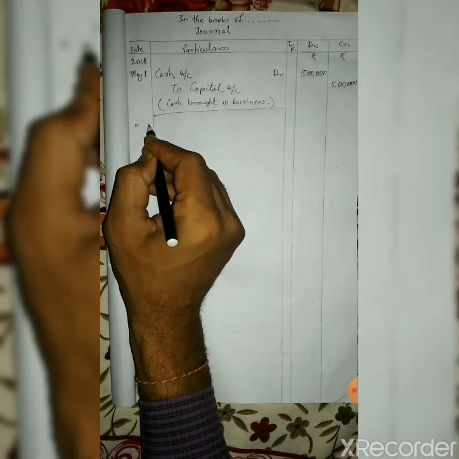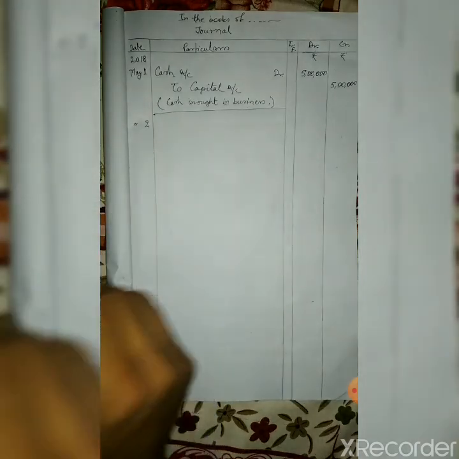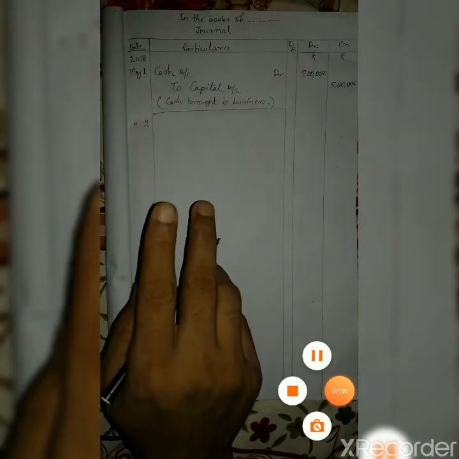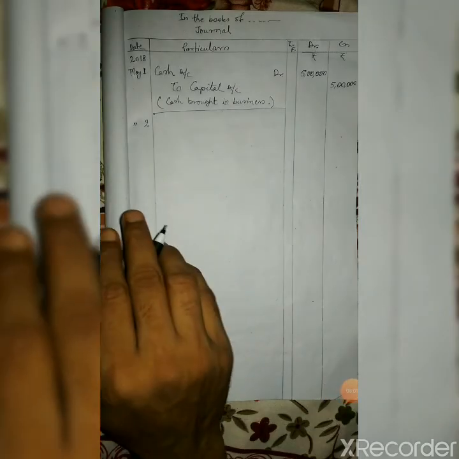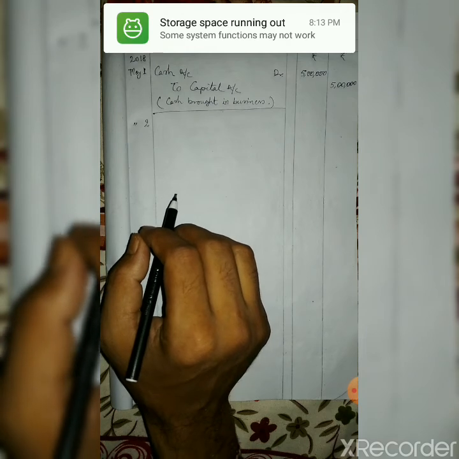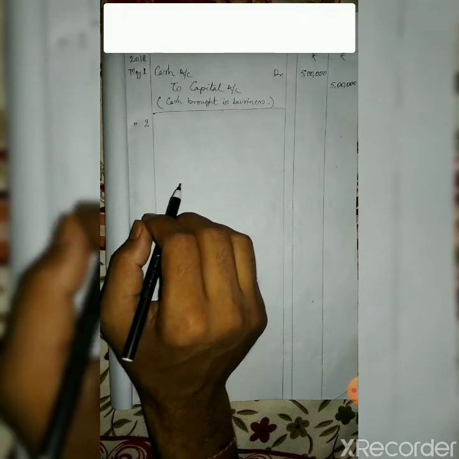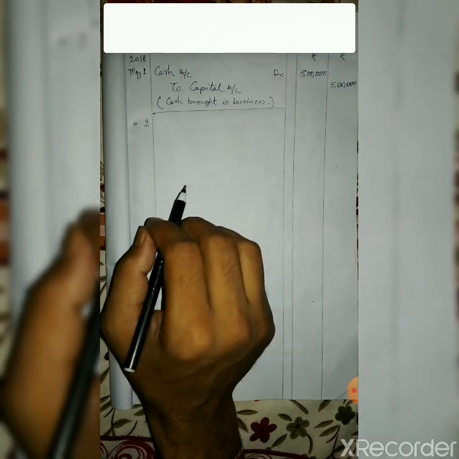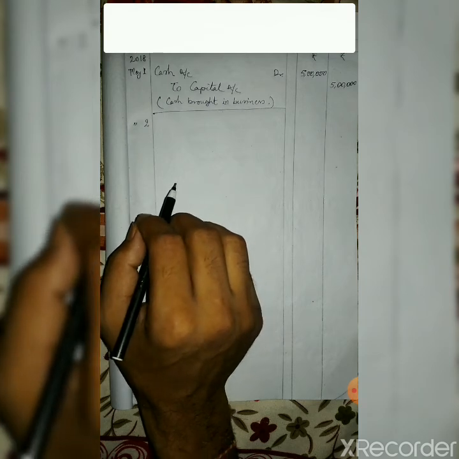Now on May 2nd, goods were purchased from Mohan for cash. Now here two types of purchase may be there, cash or credit. And another thing is, what is the second thing going out? That is cash. So goods is coming in and cash is going out.